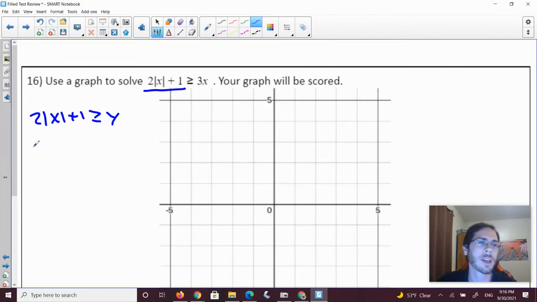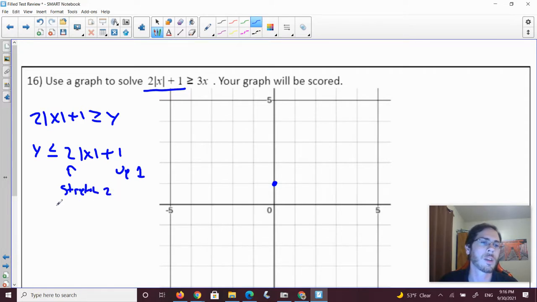Since I'm graphing it by hand, I am going to flip it around. You don't have to do this if you're going to use Desmos, but you do if you're using your TI calculator. So we have to remember that we're going to flip this one around. Using my shifts, I'm not going left or right at all. I am going to go up 1, and I'm going to do a stretch of 2 vertically.